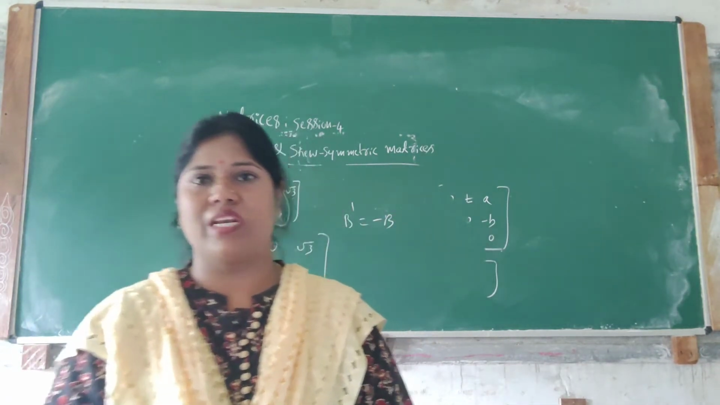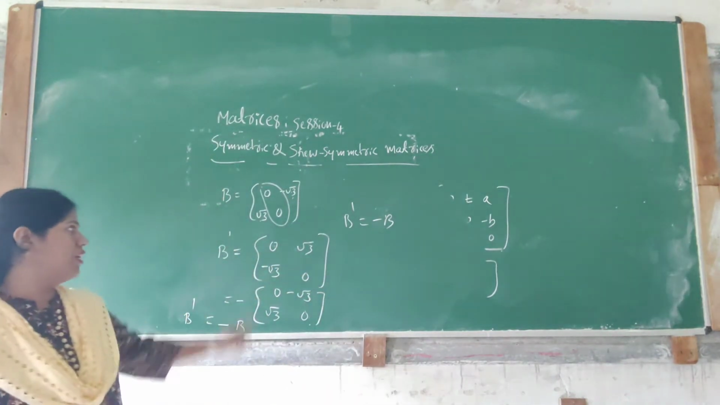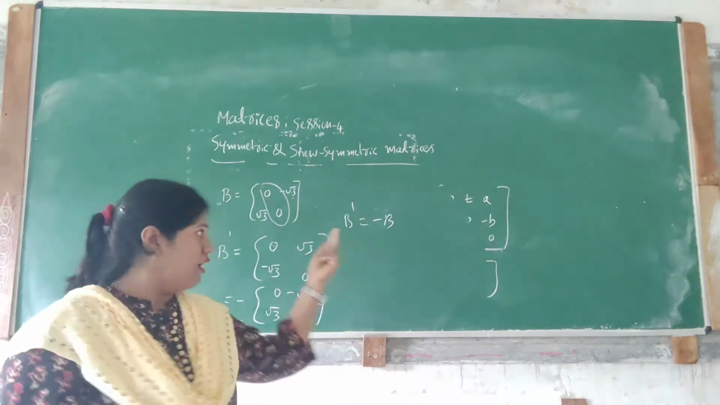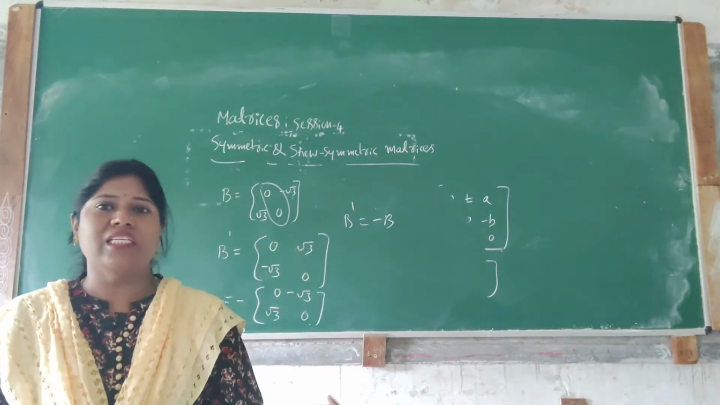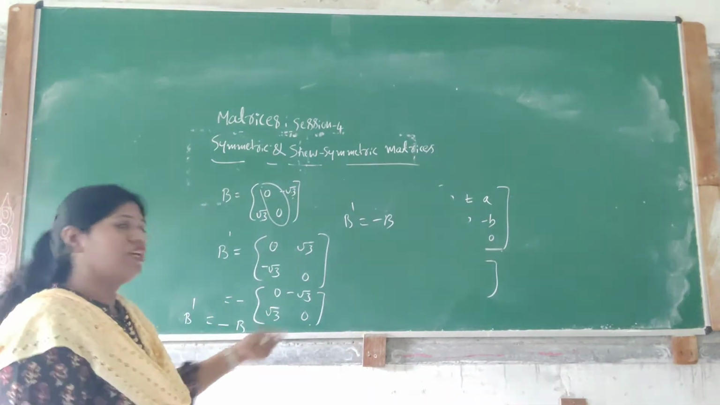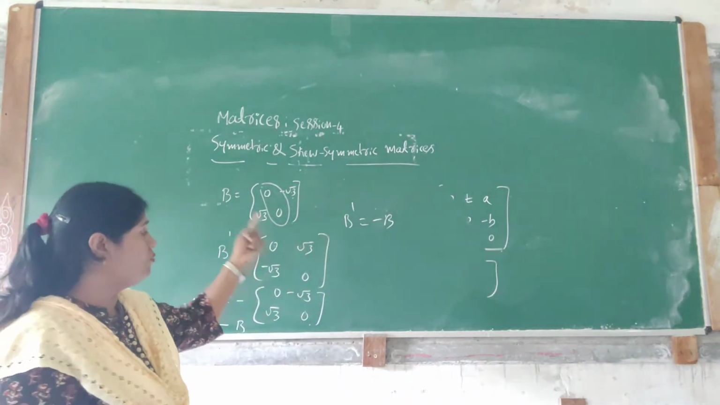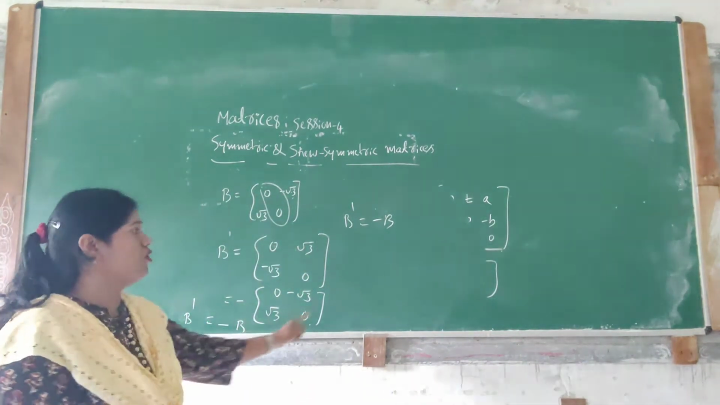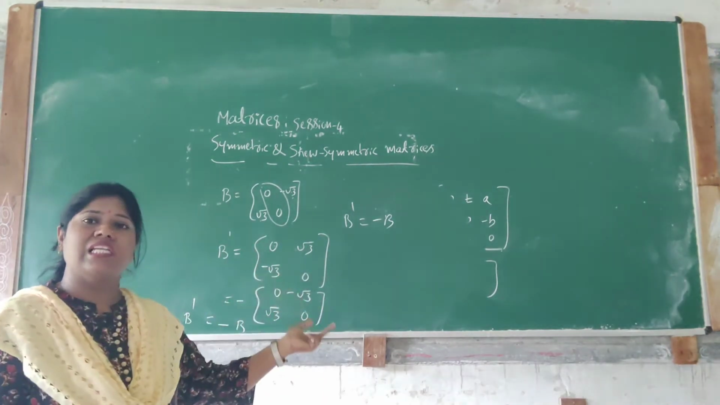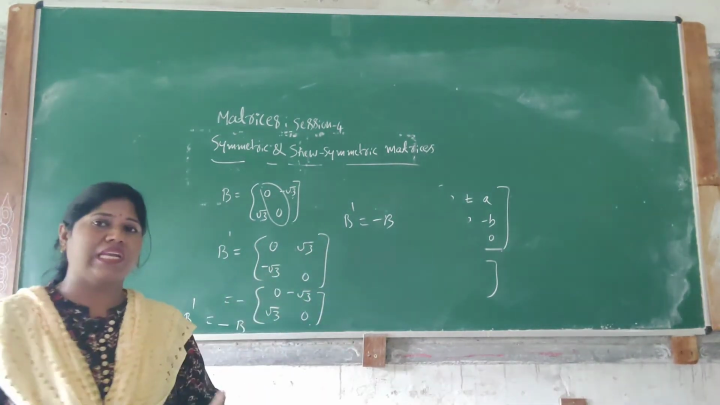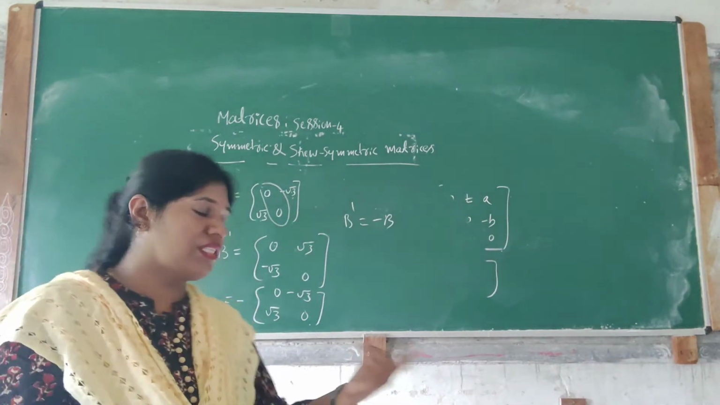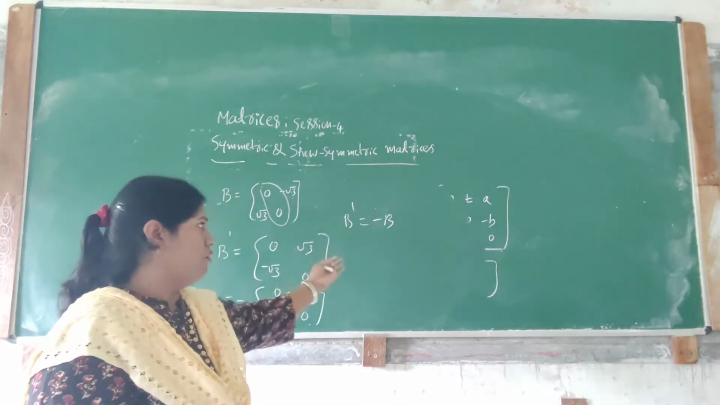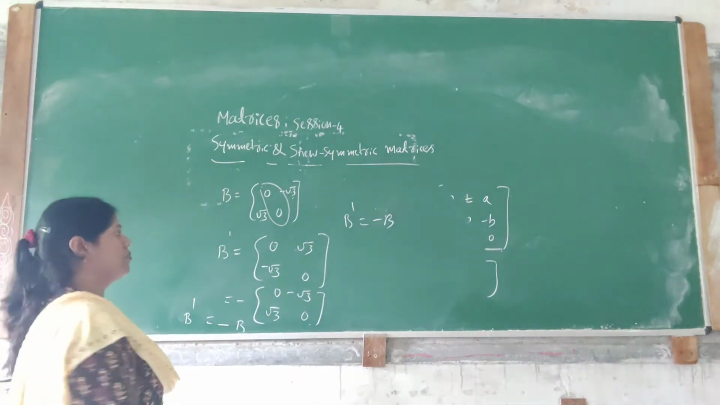You know the definition of symmetric and skew symmetric matrix? The definition of a symmetric matrix is A dash is equal to A. It means it is a square matrix. After interchanging rows and columns, we have to get A dash is equal to A, that is, the matrix A itself. Whereas in a skew symmetric matrix, A dash is equal to minus A. So after interchanging rows and columns, we get the matrix A but with the opposite sign. Of course, the magnitude will be the same.